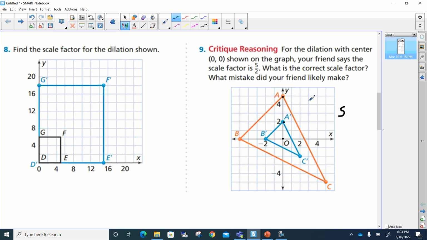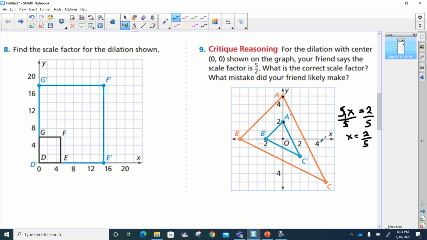And then that's on my prime, or my pre-image. My prime is going to be 2. So that means 5 times some scale factor equals 2. So I can find out what this is by simply using my inverse operations. The opposite of multiplying is dividing. I divide this by 5, which gives me 2 divided by 5, and that's going to equal 2 over 5. Does everyone see? We got x equals 2 over 5. So the scale factor is not 5 over 2. It's actually 2 over 5.